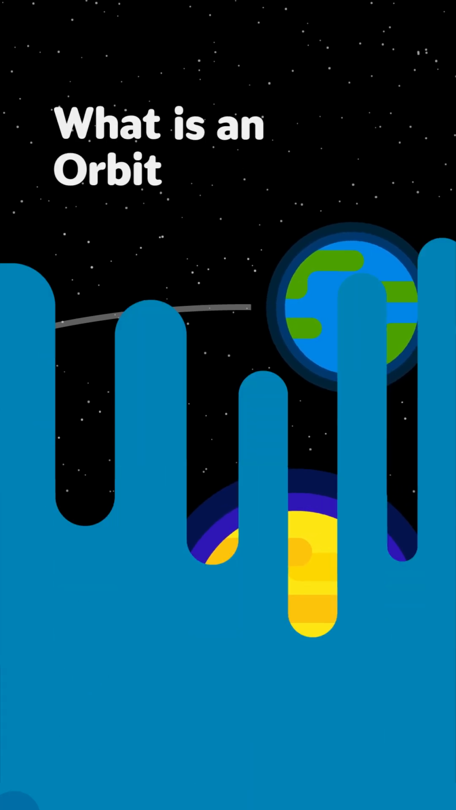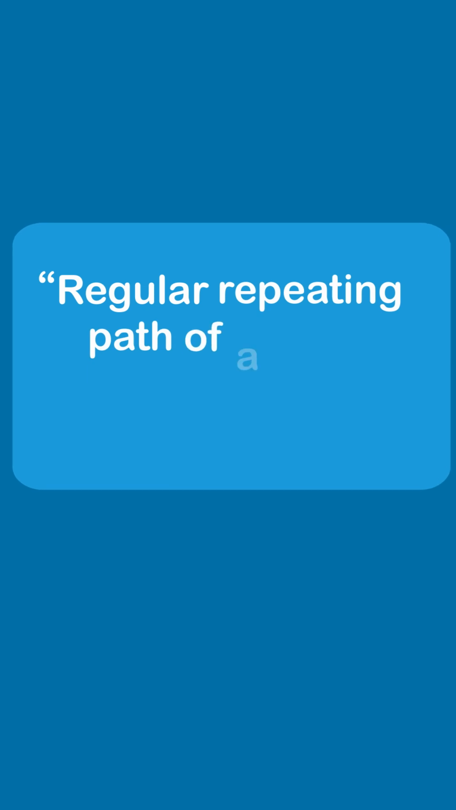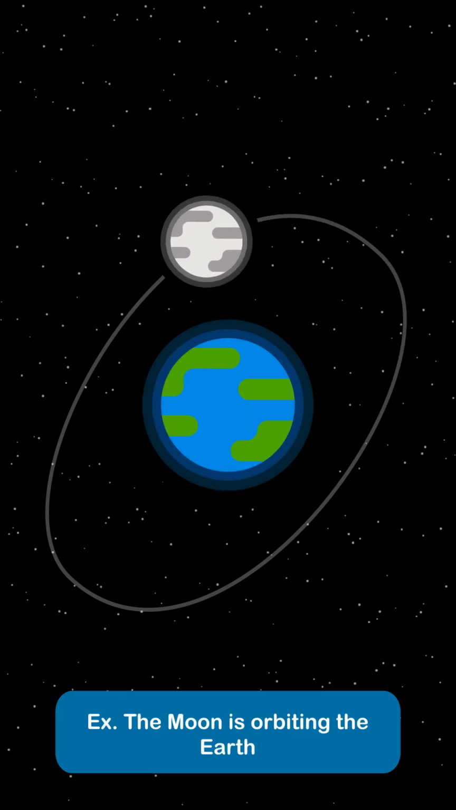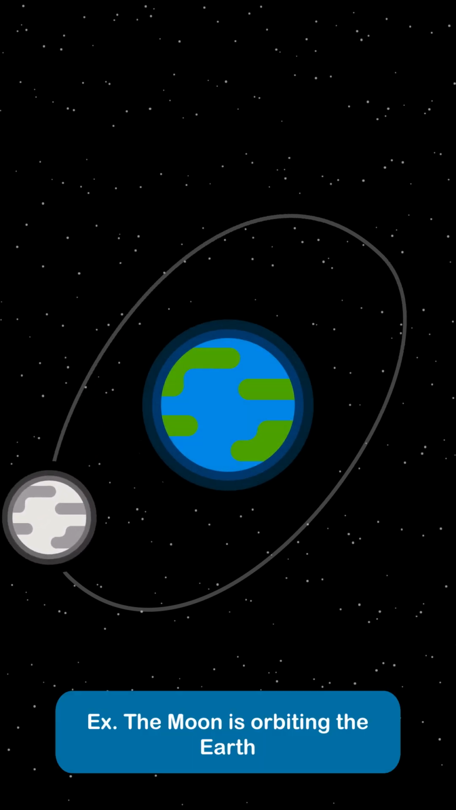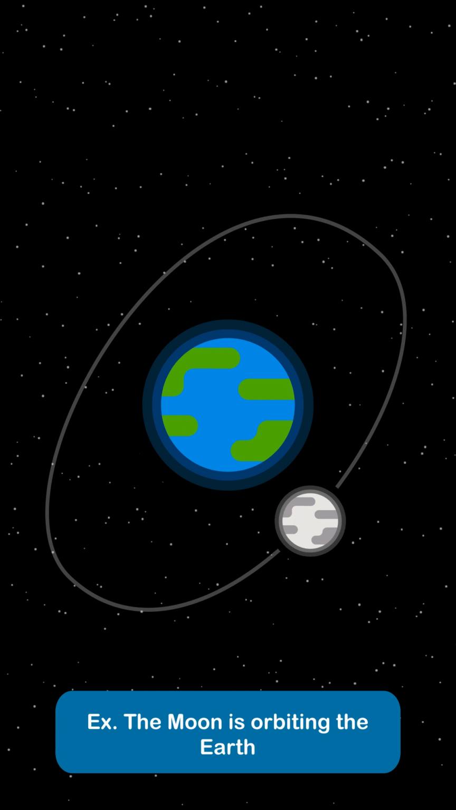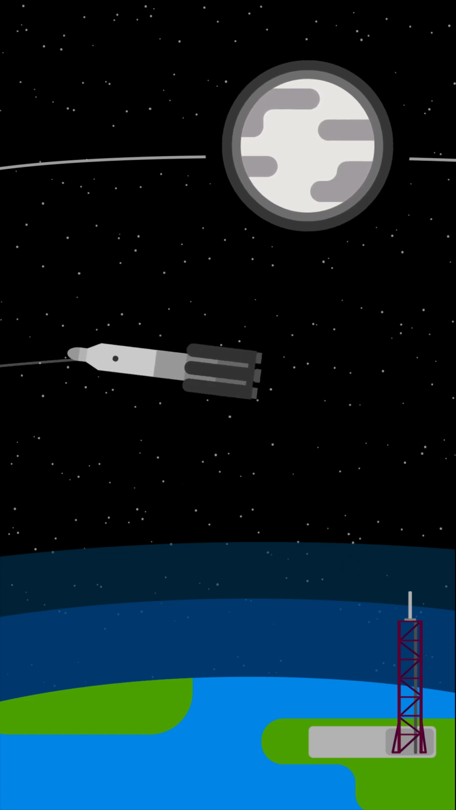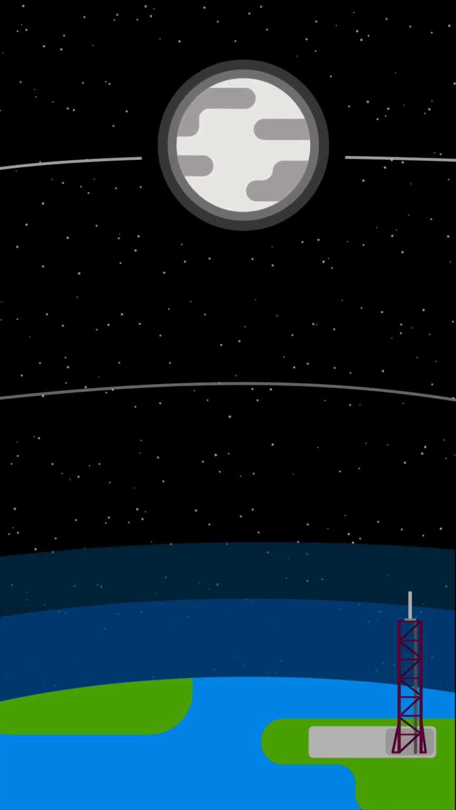What is an orbit? An orbit, in simplest terms, can be defined as a repeating path of a body around another in space. But what does this actually mean? A body orbiting another, so in this case, a satellite is launched from Florida and gains enough speed to orbit the Earth on a regular and repeating path.